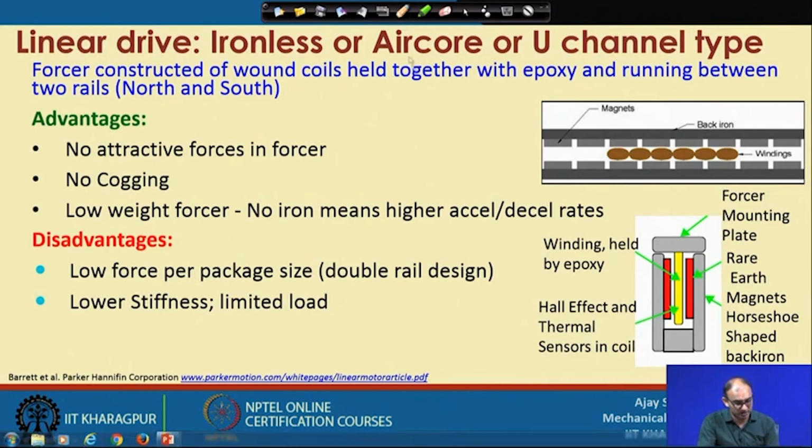Low stiffness and limited load here, because the whole thing is mounted on the top of this part. This is the forcer and you are putting everything here, and we know that everything is actually epoxy, put together with epoxy. So, this is not as stiff compared to a metallic joint. If you are putting more weight on the top of that, you have to sacrifice or compromise the stiffness. So, the load you are putting has a limitation because of the stiffness of this particular motor. You cannot use a very heavy object on the top of that.